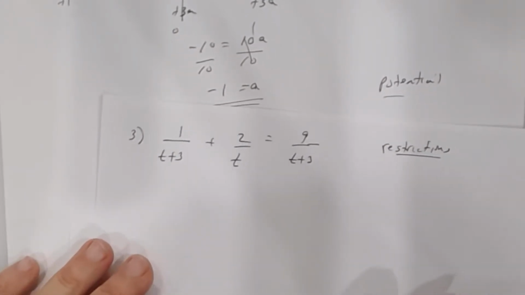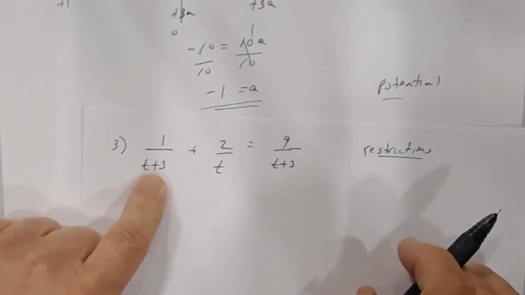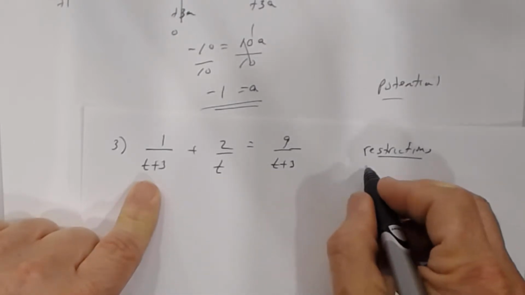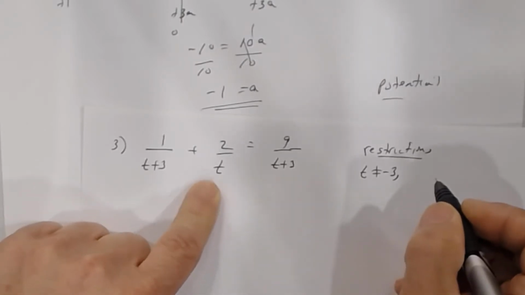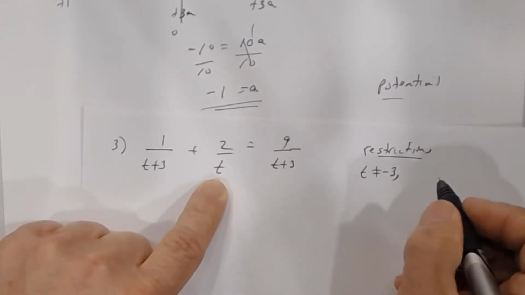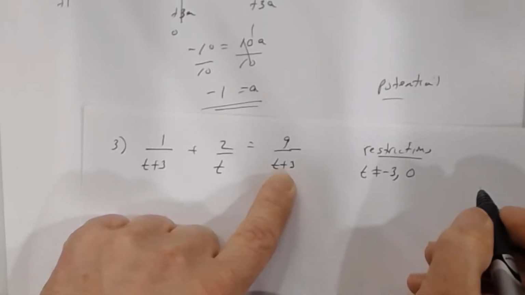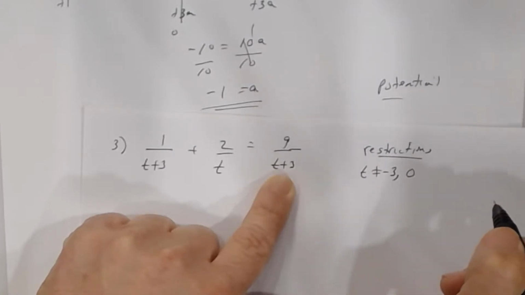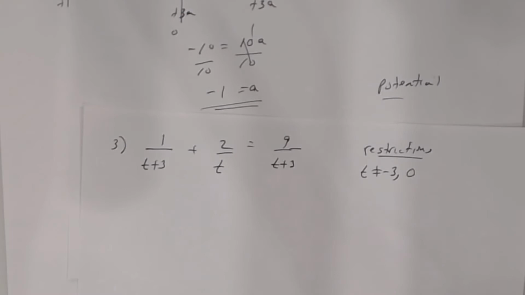Negative 3 and 0. What makes this t plus 3 zero? When t is negative 3. When is this denominator right here 0? When t is 0. When is this denominator right here 0? When t is what? Which we already have. So how many restrictions are there? Two. So there are two restrictions.